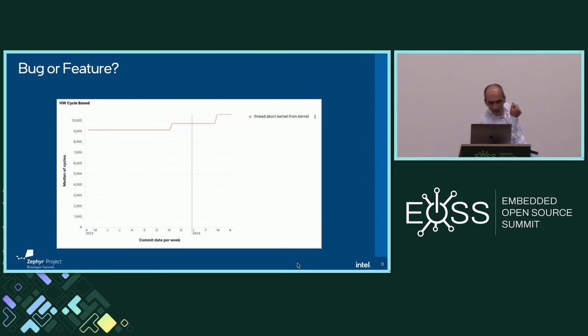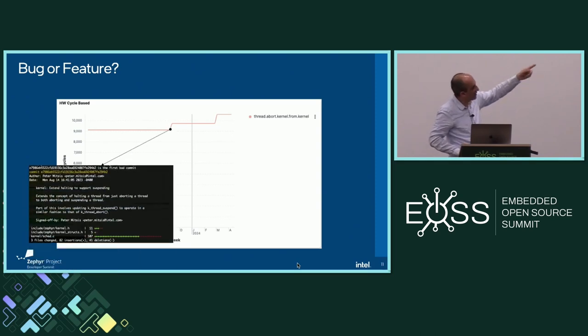It's the kernel abort test from the kernel. And you will see that this is like a step function. One change happened in November, and the other one was in early March. I bisected. The first change was introduced by Peter Mitsis, one of the kernel maintainers. And I looked at the change. This was really a functional change, a bug fix mostly, adding and moving things around.